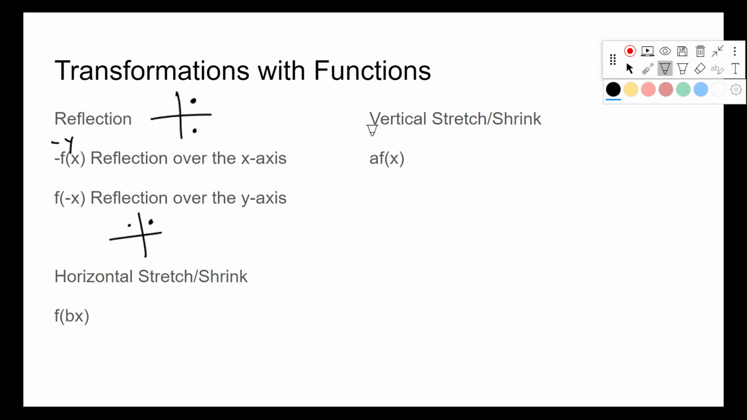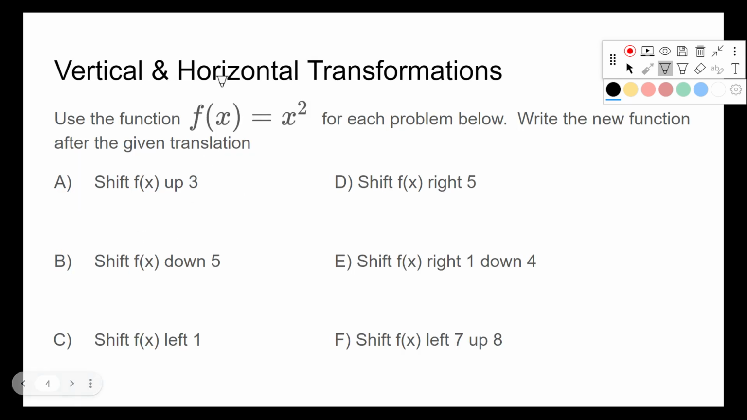We can also vertically stretch or shrink the graph by multiplying the function f of x by a, and we can horizontally stretch or shrink the graph by multiplying x by b, which again is going to kind of be backward when we look at it and try to work on that transformation a little later. All right, so let's get started with some simple transformations, and we're going to go from there.